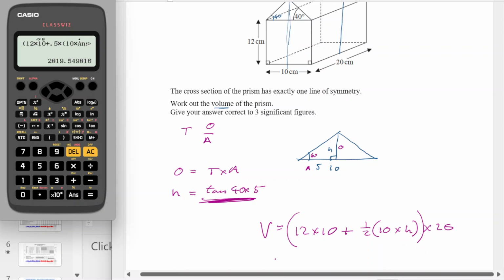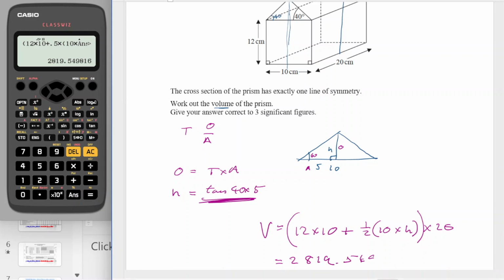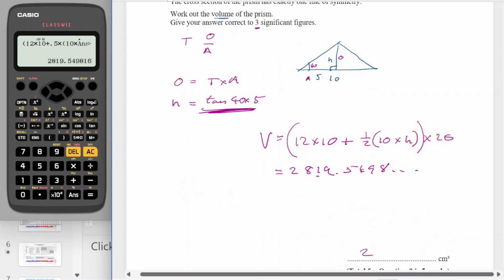There we go. So the total volume of that shape then is going to be 2,819.5498... And I want it to 3 significant figures. That's the third significant figure, so it's going to be 2,820.